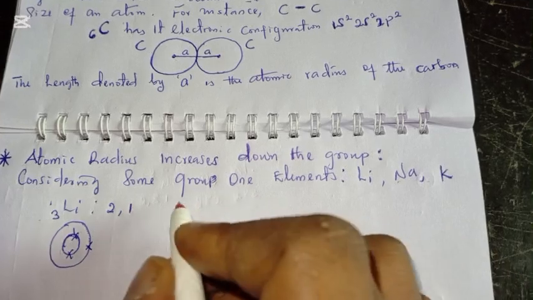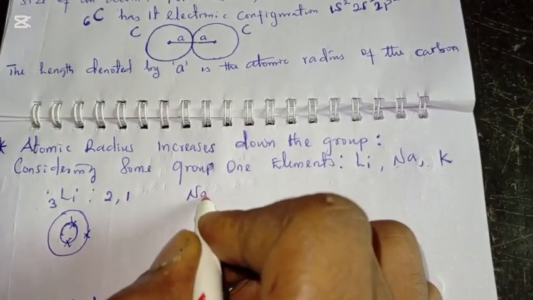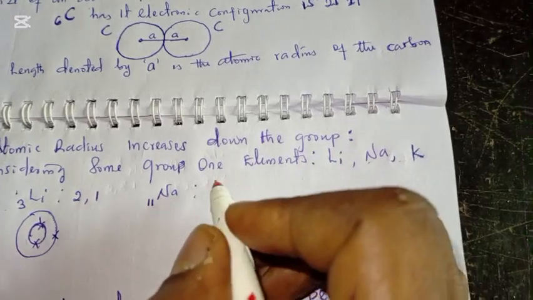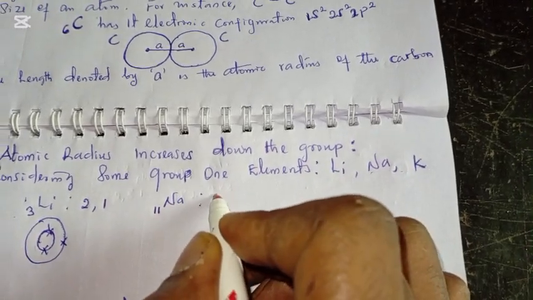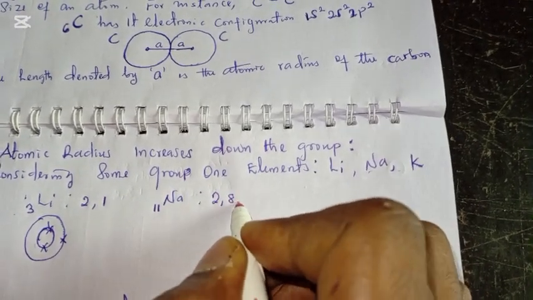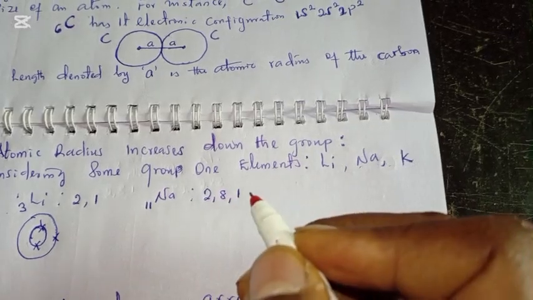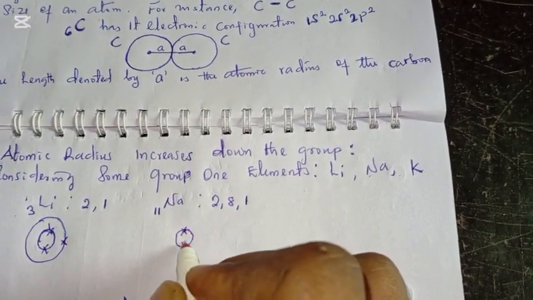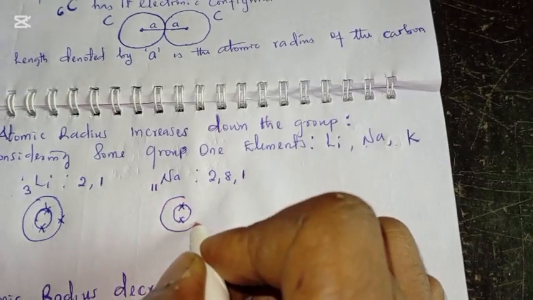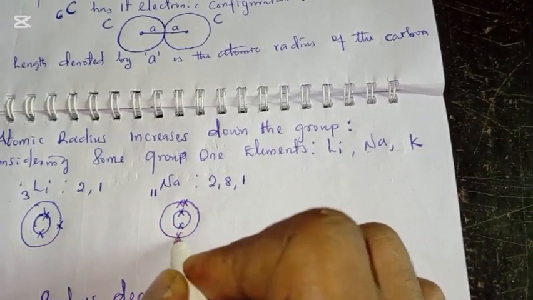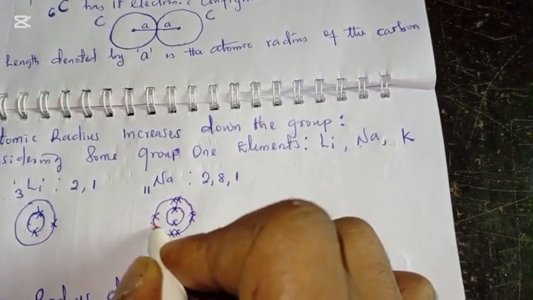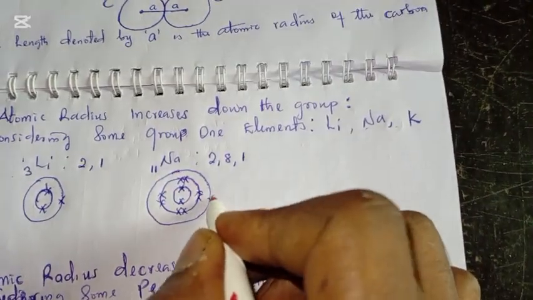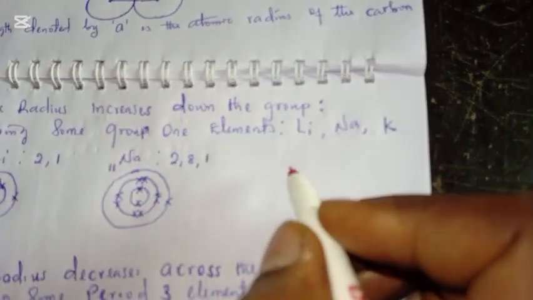Now looking at sodium atom, sodium has atomic number of what? 11. And the electronic configuration with respect to the shell diagram is what? 2, 8, 1. Can you see that? So let's draw the shell. We have 2 electrons in the first shell. We have 8 electrons in the second shell. And we have 1 electron in the last shell. Can you see that? Now let's draw the last one.